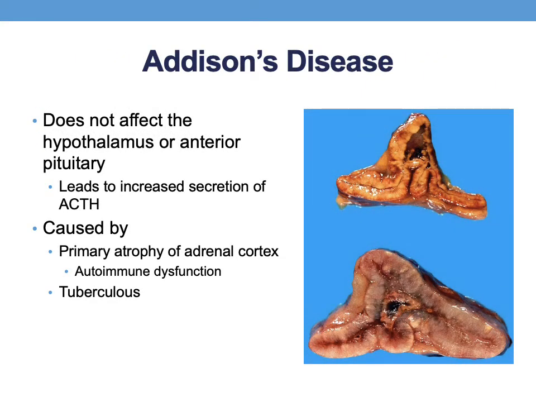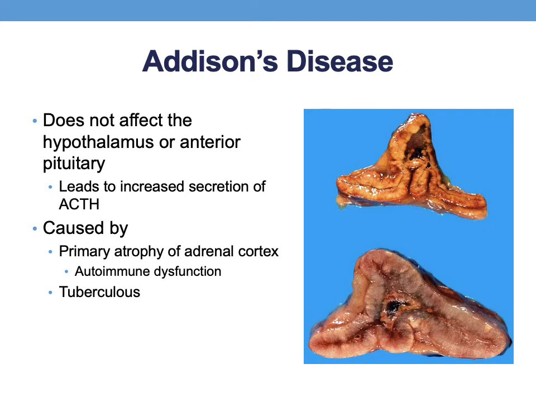Addison's disease does not affect the hypothalamus or the anterior pituitary. It only affects the adrenal cortex. If you look on the right, you'll see two images of an adrenal gland. The one on the top is the damaged adrenal gland where the cortex is nearly gone. It's atrophied, and the bottom one is normal. So this condition only affects the cortex.